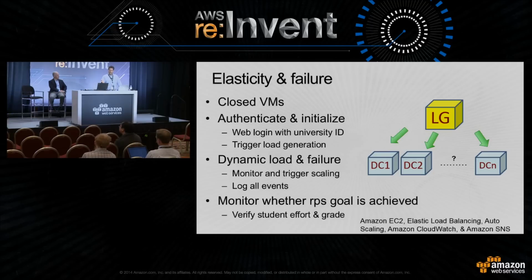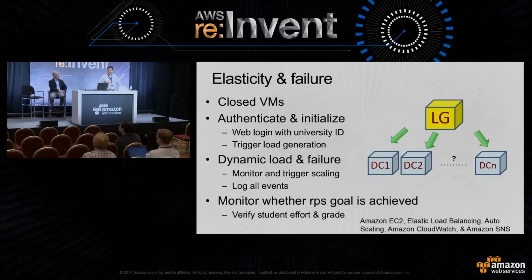And the load generator has a web page, so they can go and authenticate using their Carnegie Mellon Andrew ID. And once they've logged on, then they can trigger the load generation by the LG towards the data center instances. And now we are not involved at all. They're just doing this all on their own on the cloud.